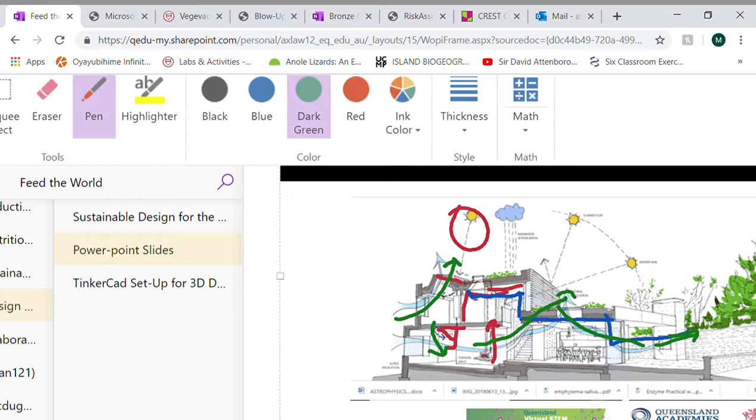We've got the blue here for the rain. This also takes into account the movement of the sun during winter and during summer. So the actual outline of the building has been created specifically to cater for all of those needs for the plants.